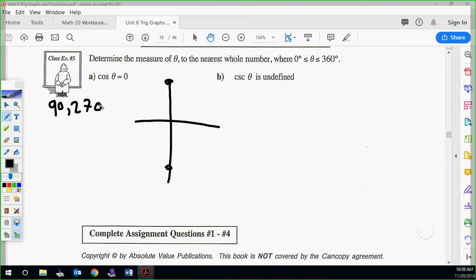Well, cosecant is what? Cosecant is 1 over sine. So it's essentially asking me, when is sine 0? Because when sine is 0, that's undefined, right? 1 over 0. So where is sine 0? Sine goes with y. So which spots? 0, 180, and you could put 360 too because it says include 360. So 0, 180, and 360 will all be undefined for cosecant theta. Because that's when sine is 0.